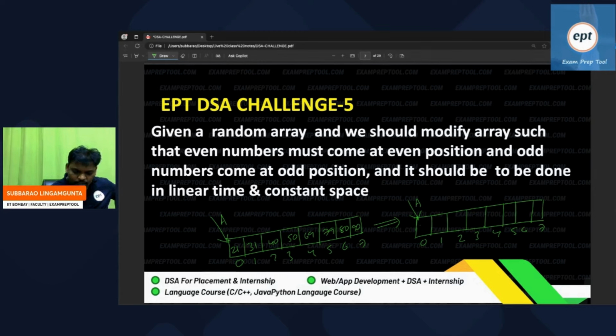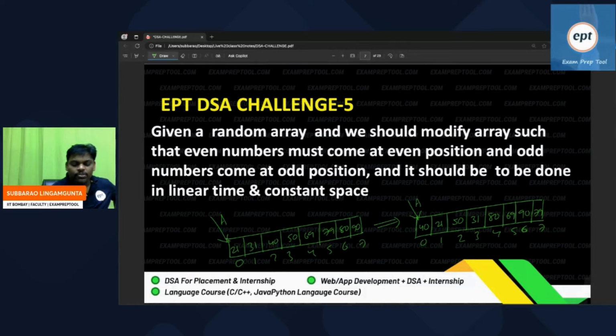It's an even number, so 40 will come here, maybe. 50 maybe goes here. 80 maybe goes here. 90 will go here. Something like this. Next, if you see the odd numbers, 21 here, 31 here, then 69 here, 79 here. So like that, you have to arrange.